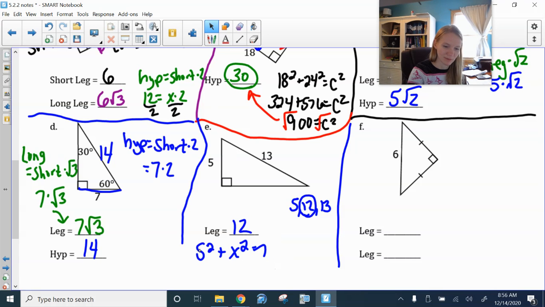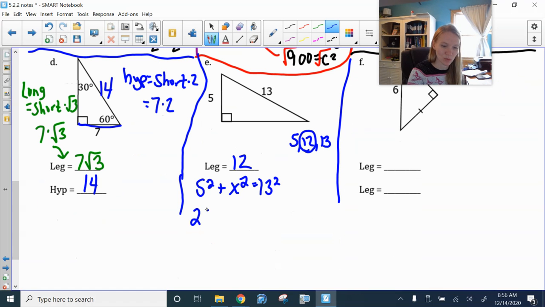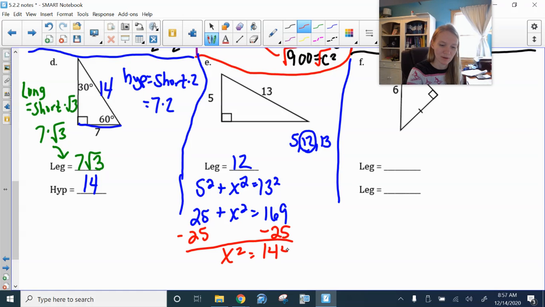There we go, equals 13 squared. And I can work that out. 25 and 169. I'd have to subtract. And again, you don't have to do all of this, it's whichever one is easier for you. And some of you do all of this work on a calculator anyways, so that's fine.